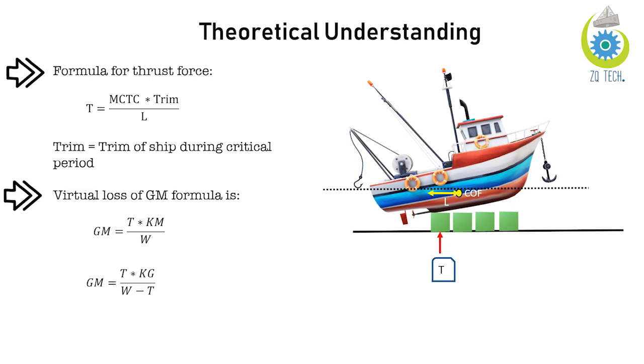Virtual loss of GM. There are two formulas, but you can use any of these formulas to get the GM lost. Both formulas will give the same answer. The first formula is GM is equal to T multiplied by KM, the distance from keel to the metacenter, divided by the weight of the ship. And the second formula is GM is equal to T multiplied by KG, KG is the distance from keel to the center of gravity, divided by W minus T. And again I am telling you that T is the thrust force acting by the blocks upward on the ship.